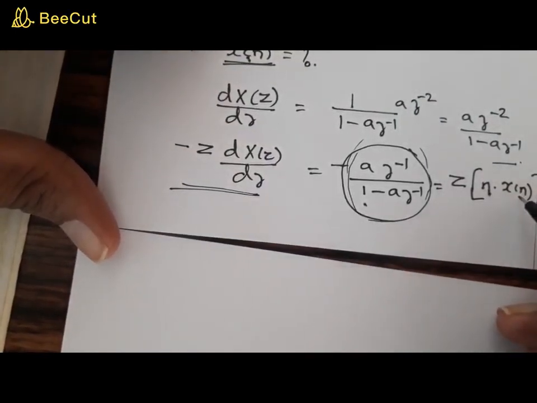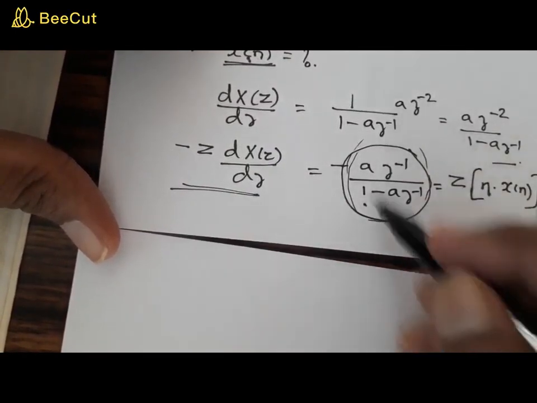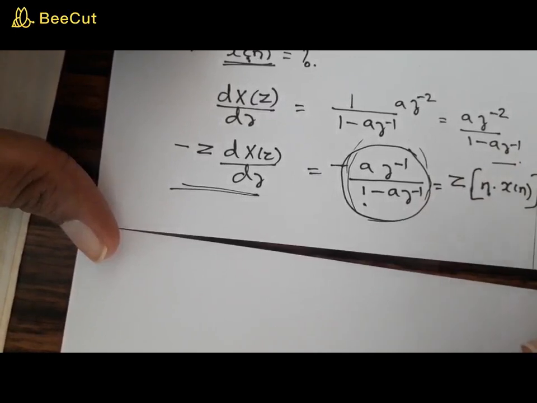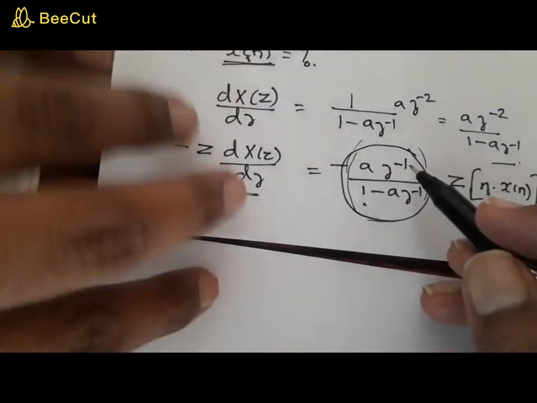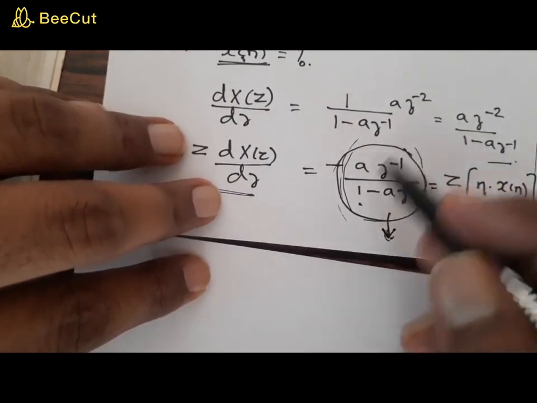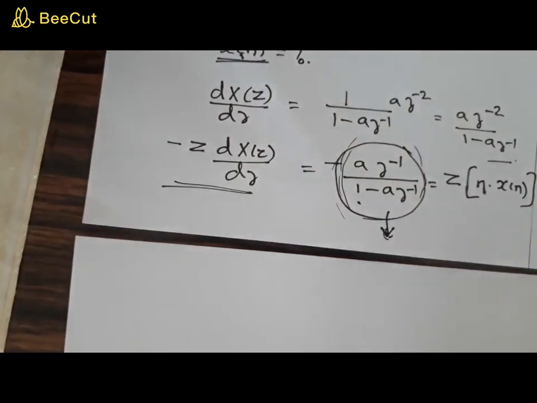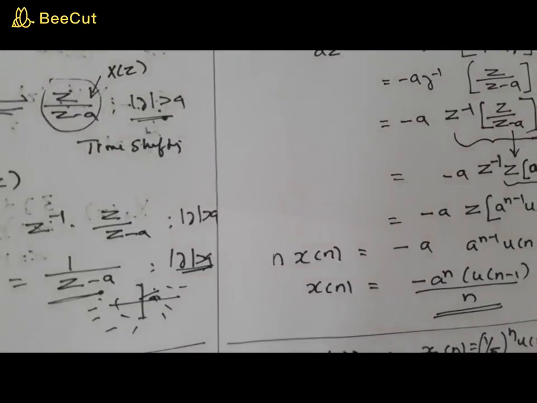n into x of n. Okay, so from this, if you can find the inverse of this, you will be getting n into x of n. So that's the idea. If you can in some way find the inverse of this quantity, you will be able to find n into x of n, right? So what is that? Let us look into it.